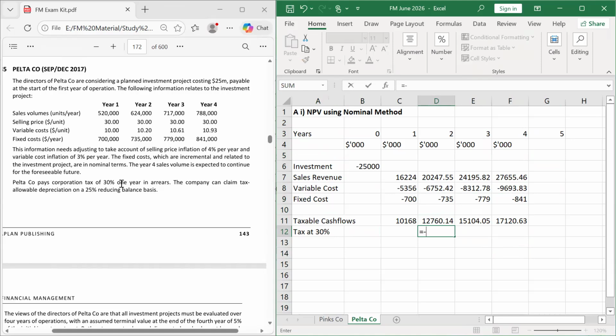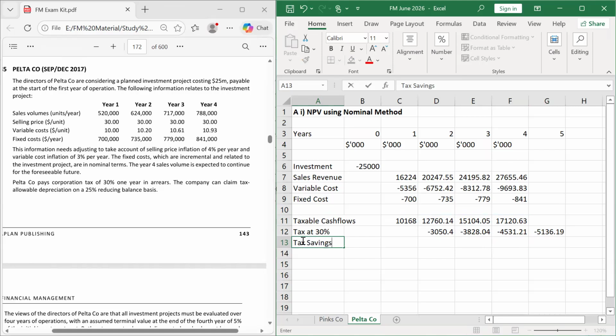Look, is equal to minus, because tax is a cash outflow. I will take the taxable cash flow of the first year and multiply that with 0.3. So basically the first year tax payment, I am showing in year two. Similarly, is equal to minus year two's tax. I will calculate that at 30%, but I am showing the outflow at year three. Similarly, minus this times 0.3, and the year four tax payment will be shown in year five. So that's it. Then we have to calculate the tax savings as well.